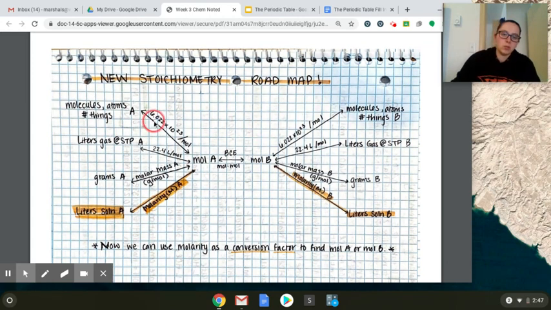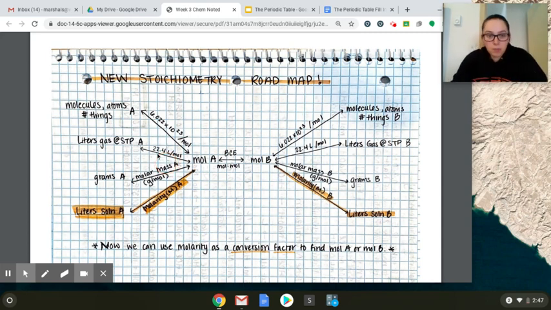But here it is. So we already know molecules and atoms of A can get to moles using Avogadro's number. We know that liters of a gas at standard temperature and pressure, and that is of gas A, can get to moles using 22.4 liters per mole. We know that grams of A can get to moles of A using the molar mass.